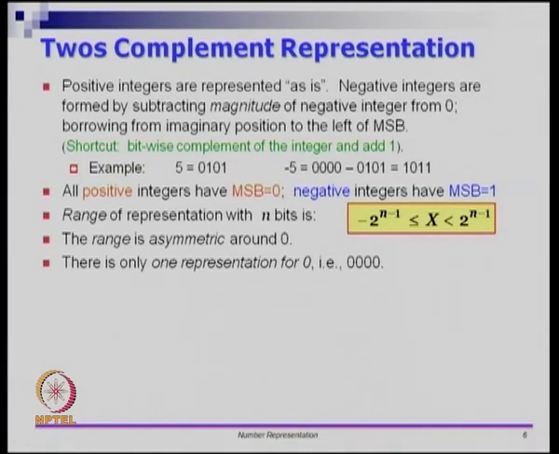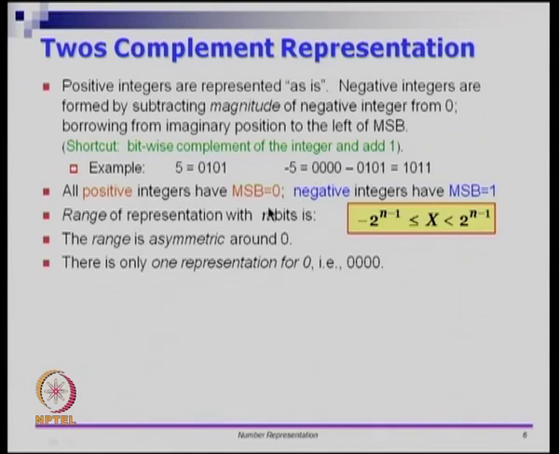You represent that number as though it is a positive number. If I want 5, 5 is just 0 1 0 1, and we represent it as it is. If you want minus 5, we take 0 1 0 1, which is the positive 5, flip all the bits, that will give you 1 0 1 0, and add 1 to it, that will be 1 0 1 1. So that is the 2's complement representation of negative 5. So 1 0 1 1 in 2's complement interpretation would be minus 5.